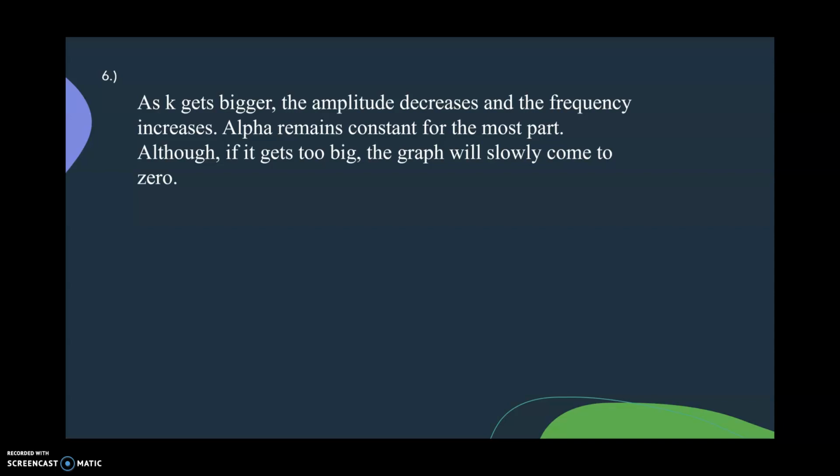Some observations as we play with the values for k and alpha: as k gets bigger, the amplitude decreases and the frequency increases, and alpha remains constant for the most part, although if it gets too big, the graph will slowly come to 0.